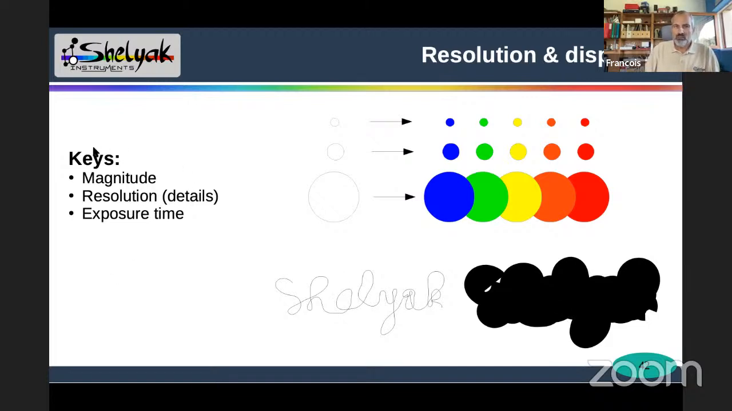When you are defining the resolution you need, think about the magnitude, think about the resolution and the details you need to see in your spectrum, and also think about the exposure time, which is the critical thing when we want to do some surveys, for instance. You know that spending 1 minute or 1 hour on each of the targets is absolutely not the same thing.